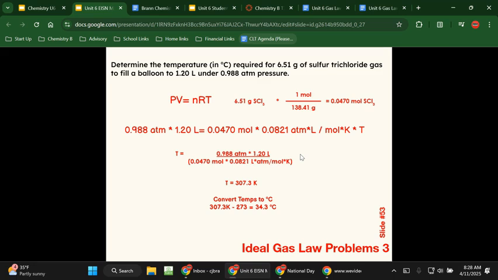Those are your 4 R values, ladies and gentlemen. If you don't have them written down, you're going to struggle doing these problems because you're going to have to look them up every time. Or worse, you're going to have to calculate them on the test, because I'm not giving them to you.